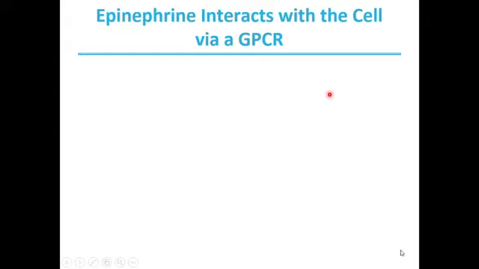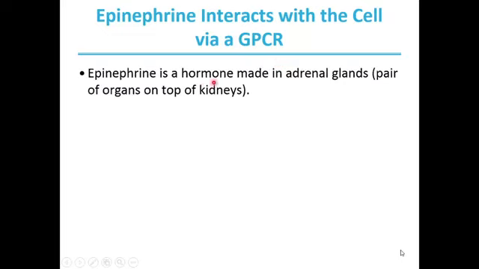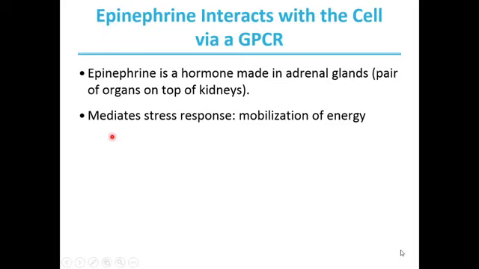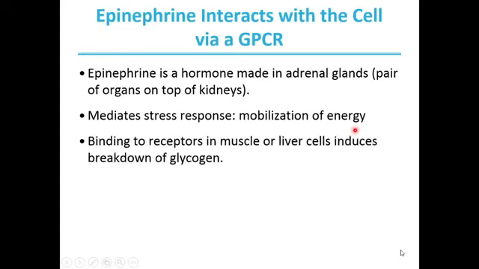Epinephrine or adrenaline interacts with the cell via a G protein coupled receptor. Epinephrine is a hormone made in adrenal glands. It's a pair of organs on top of the kidneys. Epinephrine mediates stress response, for example, mobilization of energy. A fight or flight response is a classic example.